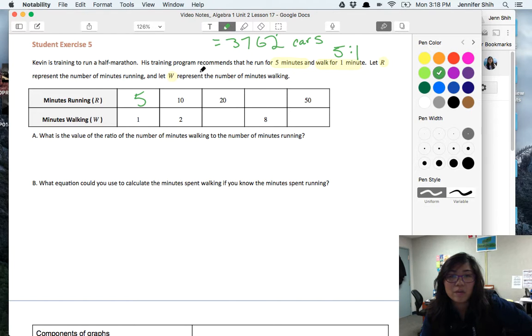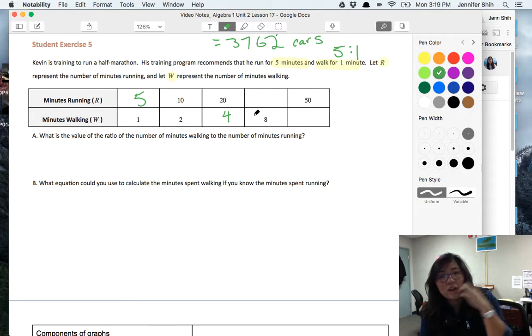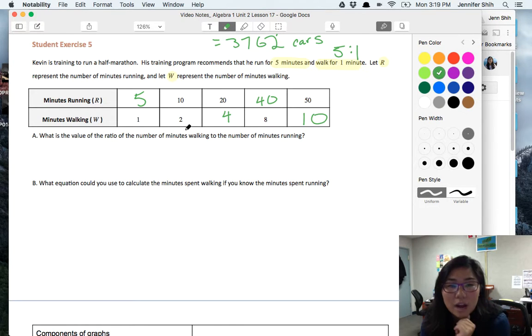What do we multiply 5 by to get to 20? That's 4, so we multiply 1 times 4. If we have 8 minutes in our ratio and we need to do 5 times that amount for running, then we would have 40 minutes of running. And if we had 15 minutes of running, we would have 3 minutes of walking. So this one, you can fill this part out.